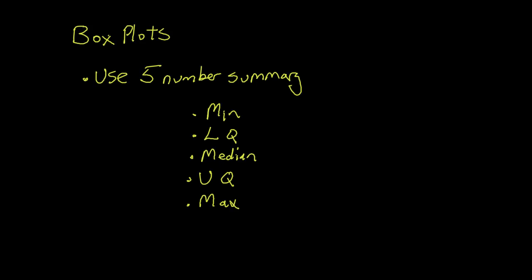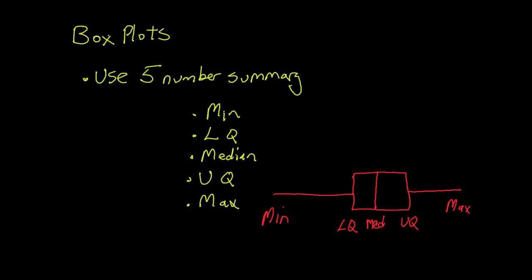So let's have a look at the next plot, which is a box plot. A box plot uses our 5-number summary: our minimum, our lower quartile, our median, our upper quartile, and our maximum. We can get that information off a graphic calculator or by other means. When we draw a box plot, we use these points to draw a box, and hence it's called a box plot. Often we'll do two of these together, called a side-by-side box plot, so we can compare two sets of data.